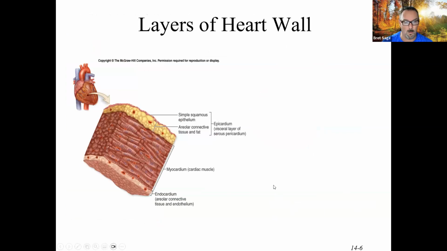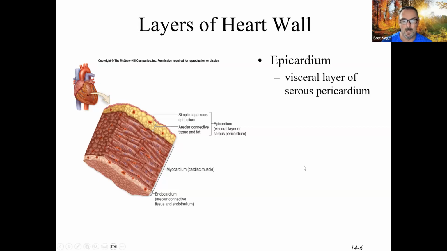Okay, the layers of the heart wall. So if you were to cut open the heart, what layers of muscle tissue and other tissue would you find in the wall of the heart? The epicardium is the outermost layer of the heart, and that is the visceral layer of the serous pericardium, as I showed you in the last slide.